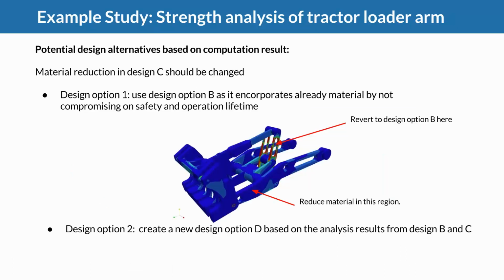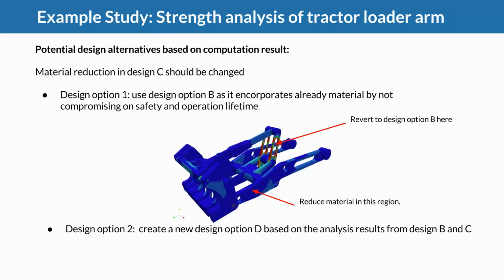But basically this could be one option, that we already have these two designs evaluated and see, okay, design number B has the best compromise between reducing material and still being in the limits for safe operation and a long enough operation lifetime of the wheel loader.